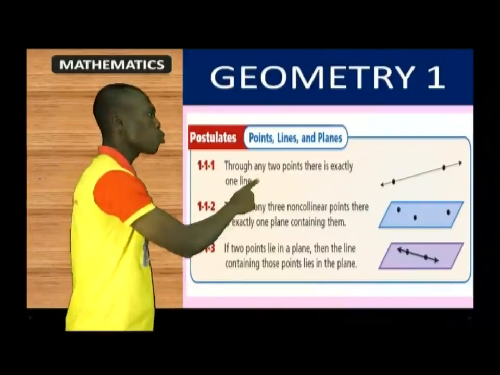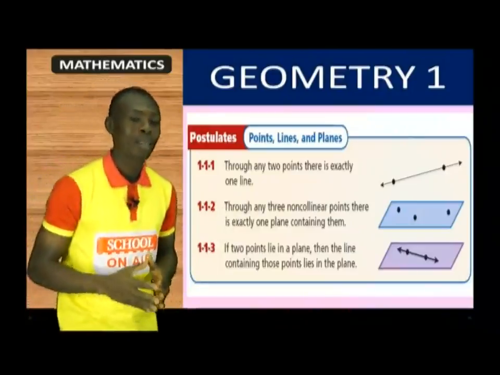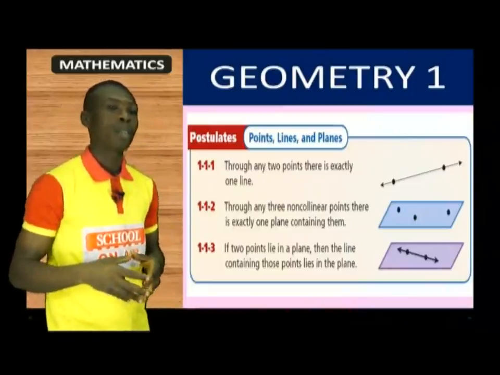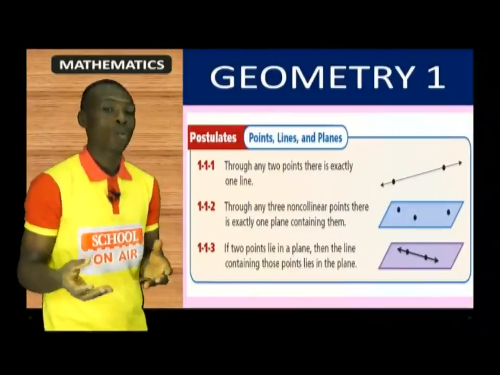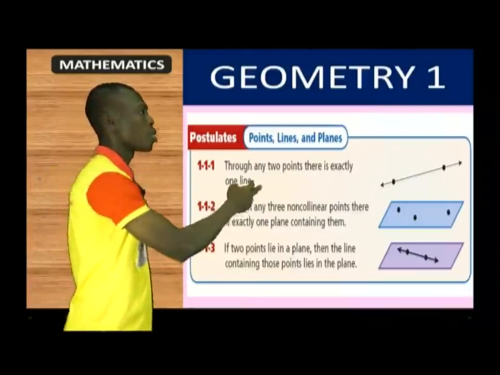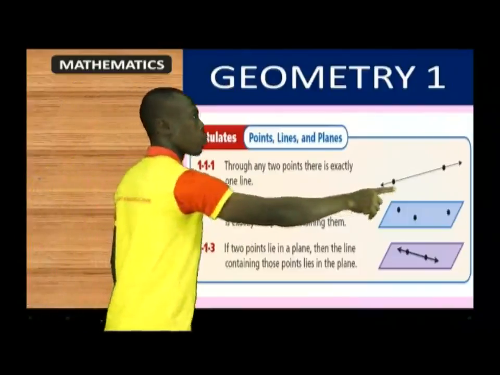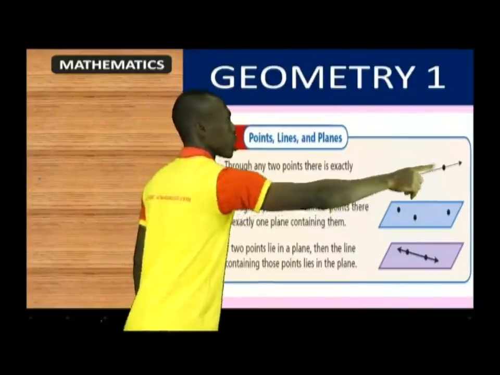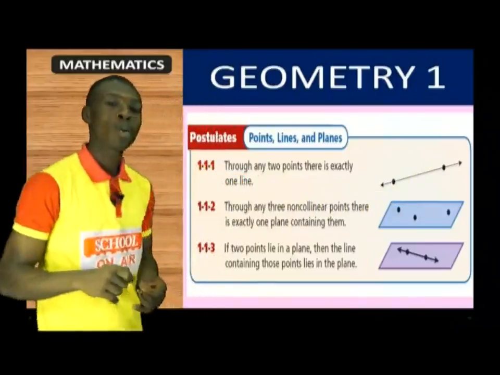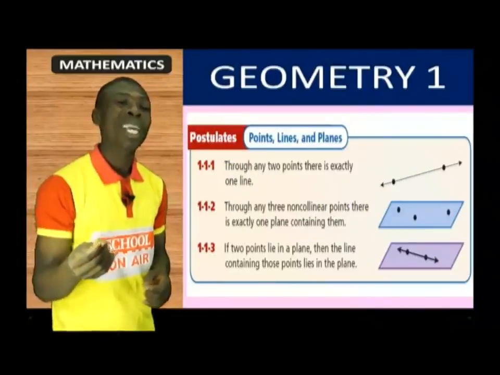Now, the first one here says, through any 2 points, there is exactly one line. Remember, we said postulates are statements that are accepted as true without any proof. So the first postulate we have is that through any 2 points, there is exactly one line. And that's what we have here. Through any 2 points, there is exactly one line.